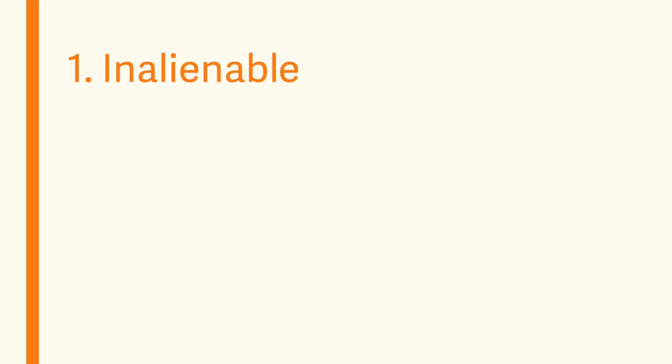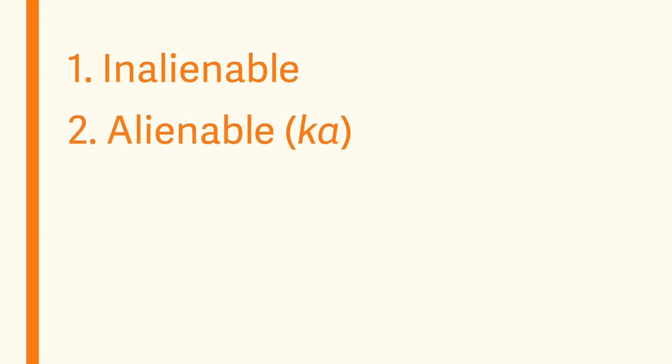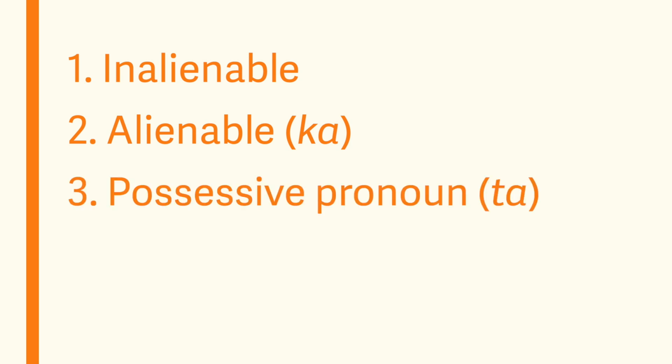Specifically, I'm going to cover three things. First, we'll look at inalienable possessive constructions. Next, we'll look at alienable possessive constructions that use the word ka. And finally, we'll cover the possessive pronoun ta.